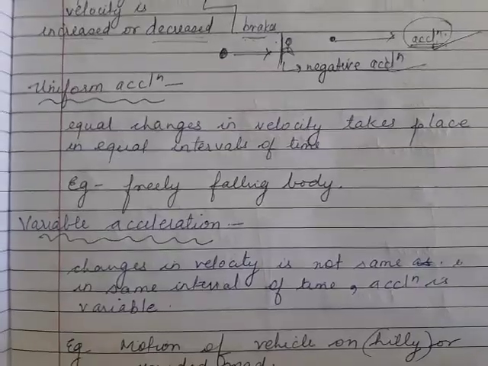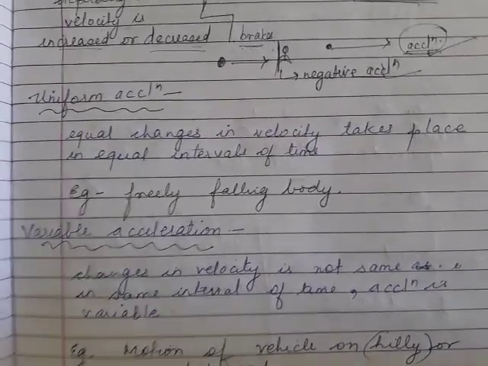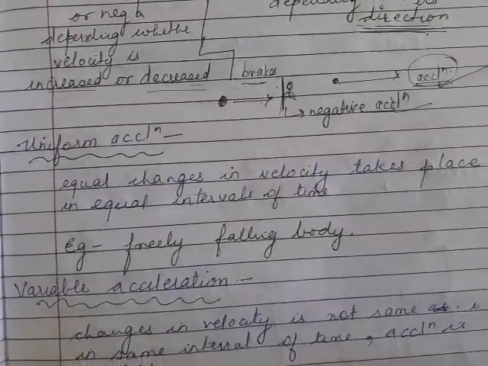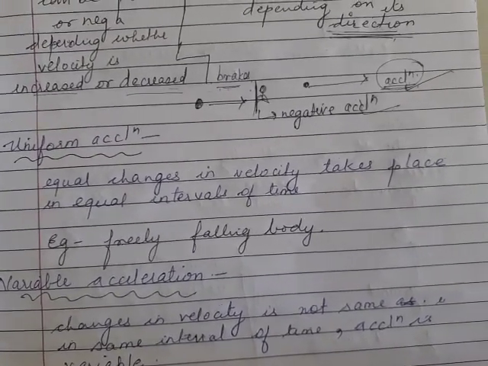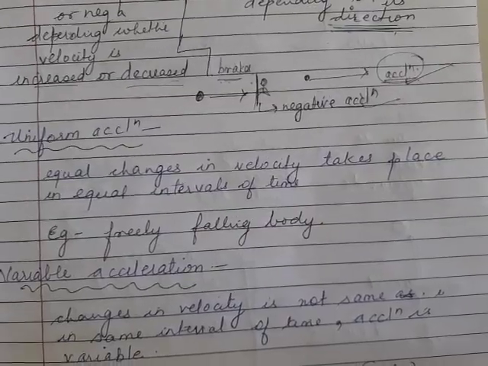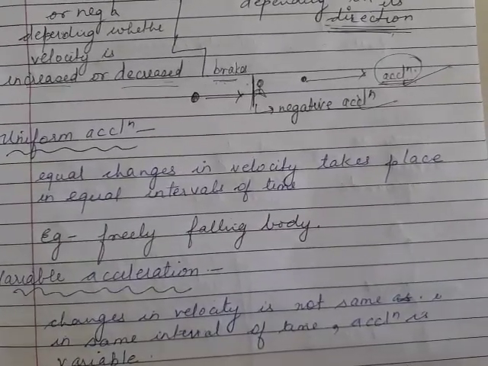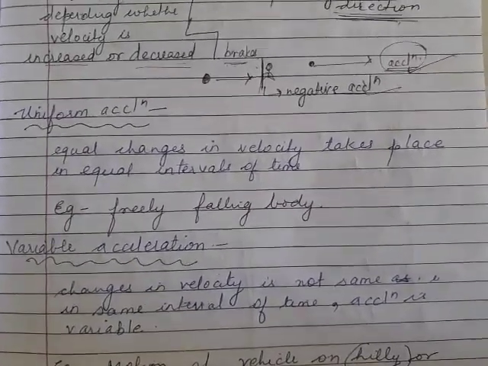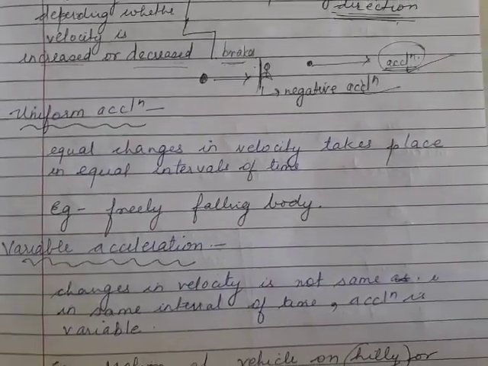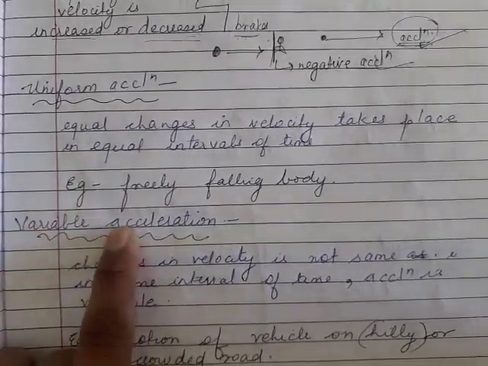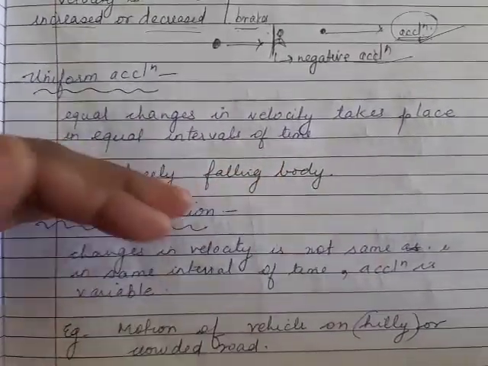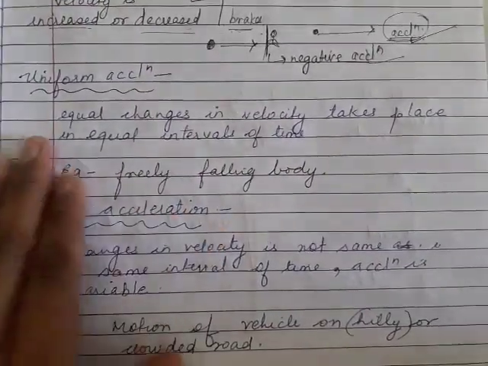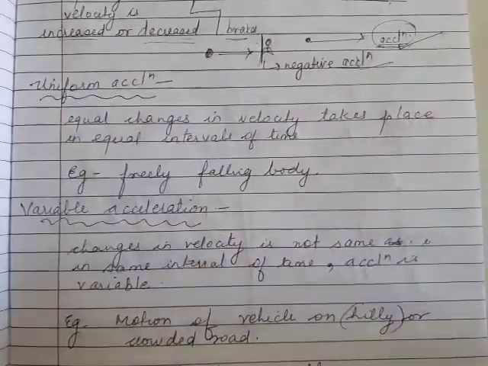Now uniform acceleration means equal changes in velocity that take place in equal intervals of time. Equal changes in velocity which take place in equal intervals of time give me the uniform acceleration. That's a freely falling body. There is no increase or decrease in the velocity, just equal changes in the velocity.